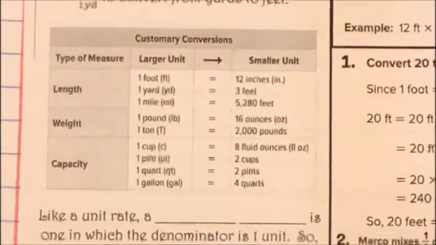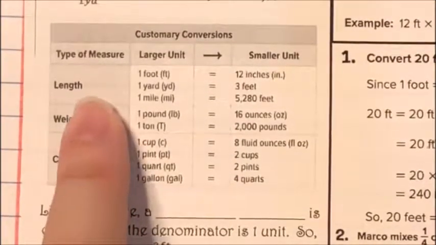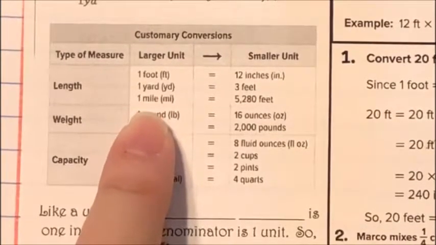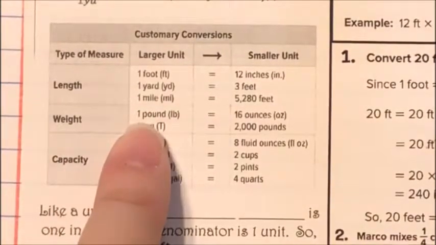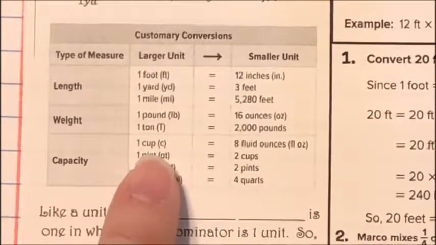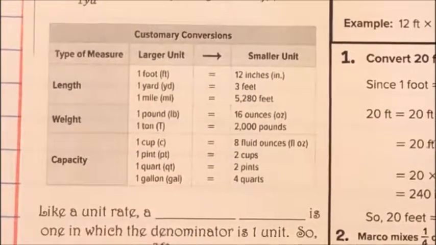Okay, so here's a table of some common customary conversions. So I have some length ones: feet to inches, yards to feet, miles to feet. Some for weight: pounds to ounces, tons to pounds. And capacity: cups to ounces, pints to cups, quarts to pints, and gallons to quarts.